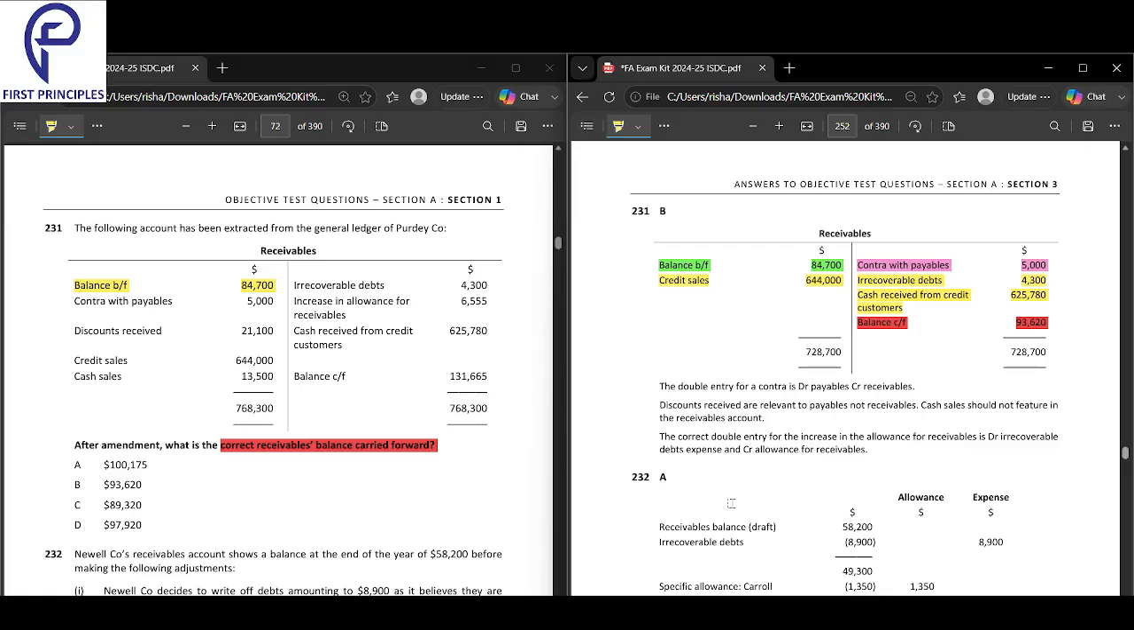Whenever allowance comes up, it is an estimate, so we do not mix it up with receivables. We keep receivables separate, we keep allowance separate. We don't keep a mix of receivables and allowance, and because we don't keep a mix, that is the reason why it doesn't come here.